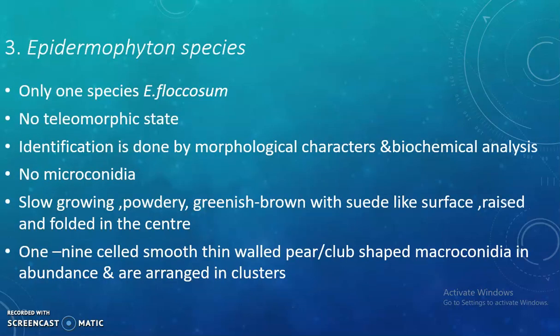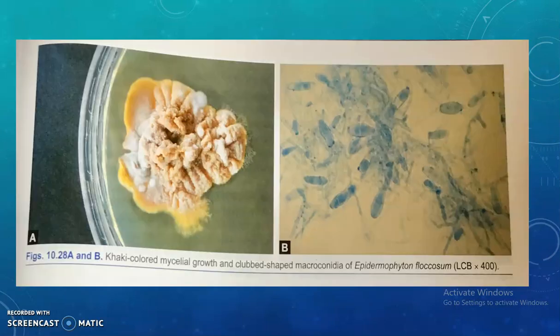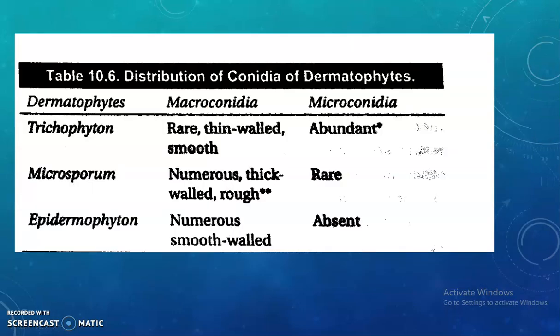Epidermophyton species, only one single species can be seen, that is Epidermophyton floccosum, no teleomorphic state. Identification can be done by morphological characters and biochemical analysis. Here microconidia is absent. They are slow growers, powdery, greenish brown, white, suede-like surface raised and folded in the center. 1 to 9 celled, smooth, thin-walled, pear or club-shaped macroconidia can be seen and they are abundant and are arranged in clusters. Here this is the colony of Epidermophyton floccosum and this is the macroconidia. Microconidia is absent.